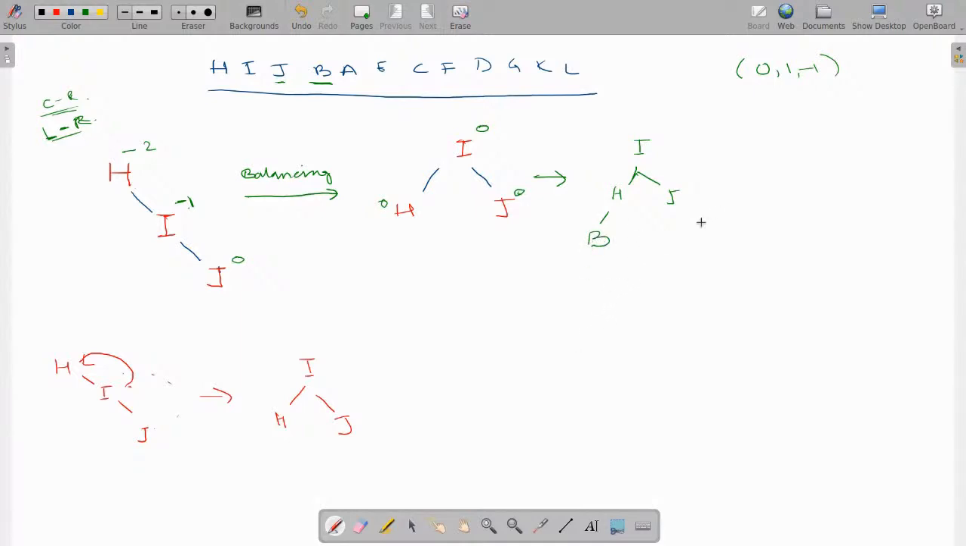Now again, let's check what the balance factors are. For this it is 0, for this it is 0, for this it is 1, and for this it is again 2 minus 1, so this is also 1. Again, the balanced nature is preserved.